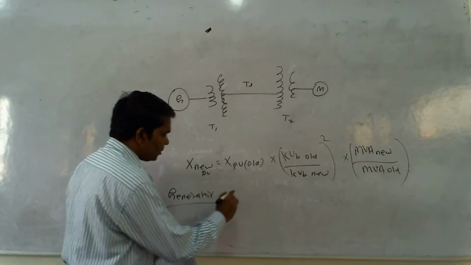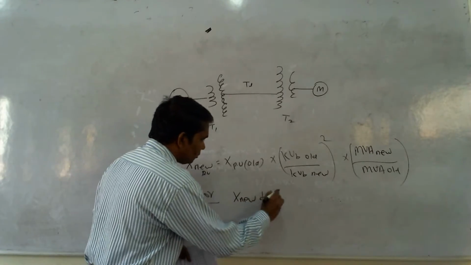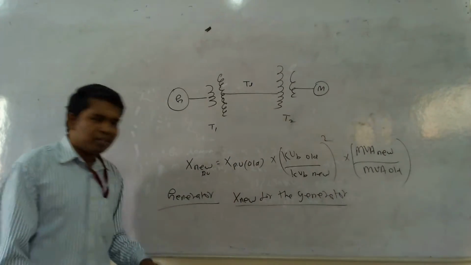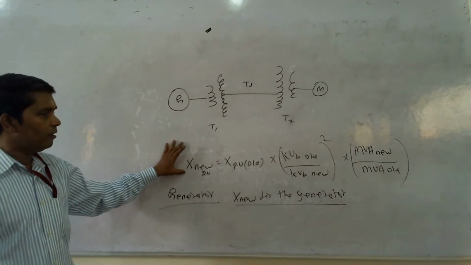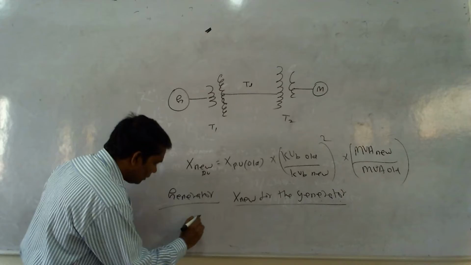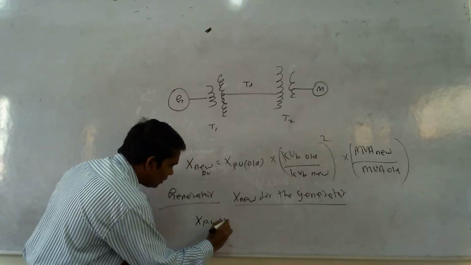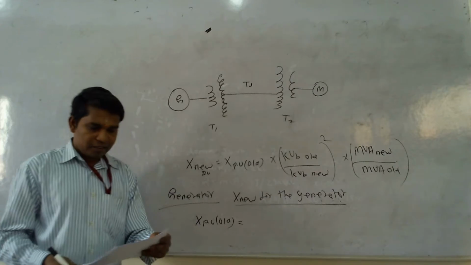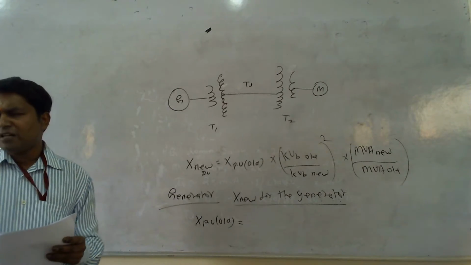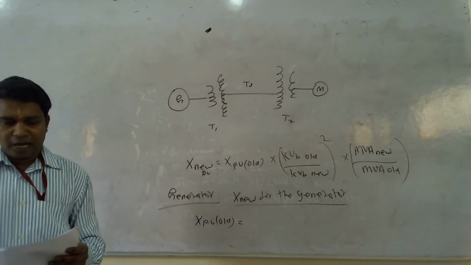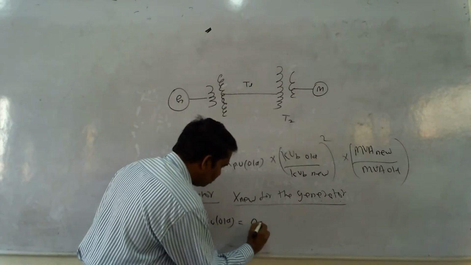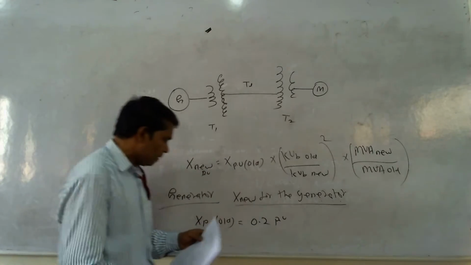So the reactance value for the generator, X new for the generator. The formula we are going to use is this only, right? Here the reactance value old is given. Reactance value per unit old is given in the numerical. How much is it? It is given as 20%. We also know that to convert the percentage to per unit we have to divide by 100. So that means here we have 0.2 per unit, which is the old value.